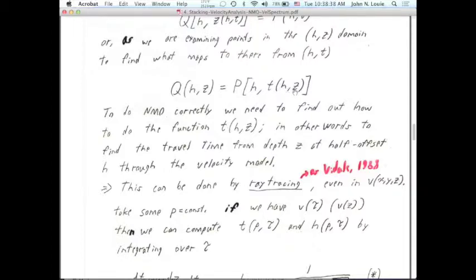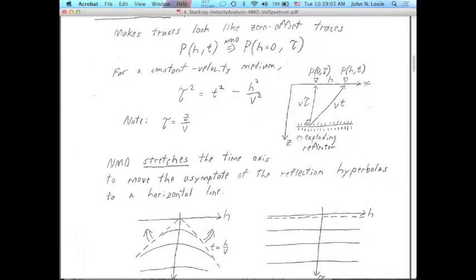So to do NMO correctly, we find that what we need is a function that gives us the travel time for a certain half offset and a certain Z. So we want to find the travel time from depth Z at half offset H through the velocity model. Let me just remind you what this exploding reflector model looks like here. So there it is.